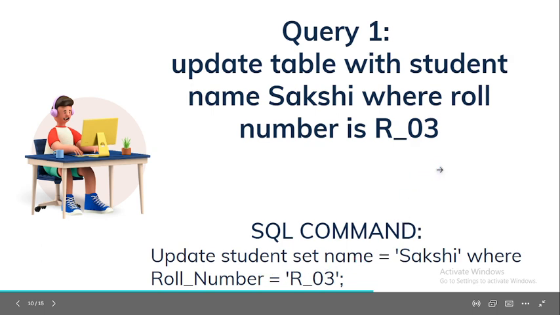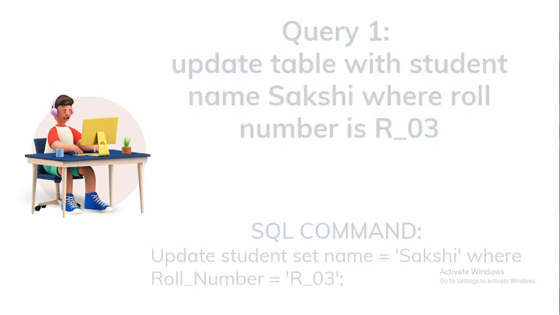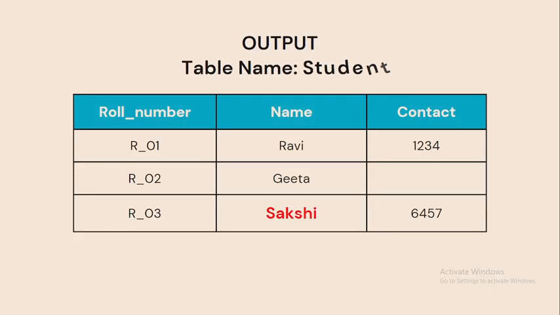When you write this command and execute it, you will get the output like this. Again we get a table, and now you can see clearly that earlier the name was Saket before the update, but now it has been replaced with Sakshi for the same roll number r_03. So this is one example where we have changed an old value to a new value.